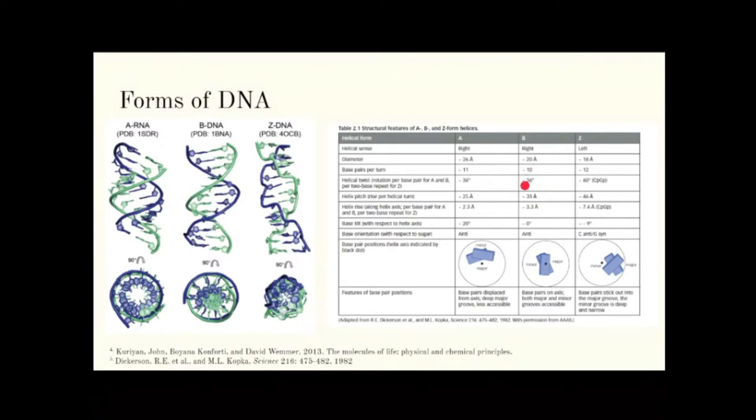So B-form DNA is going to have 36 degrees rotation per base pair, and we could explain that in terms of the repulsion later on. A-form DNA and RNA is slightly different with 10 base pairs per turn and approximately 34 degrees rotation per base pair. Again, this could be explained when we go more in depth in a future slide. So this is a good summary of the differences between A-form, B-form, and Z-form nucleic acids.